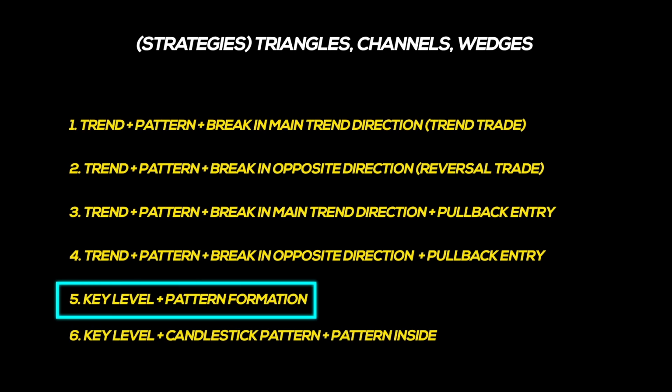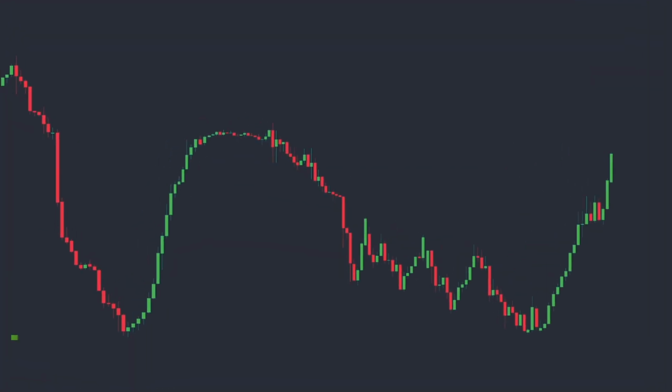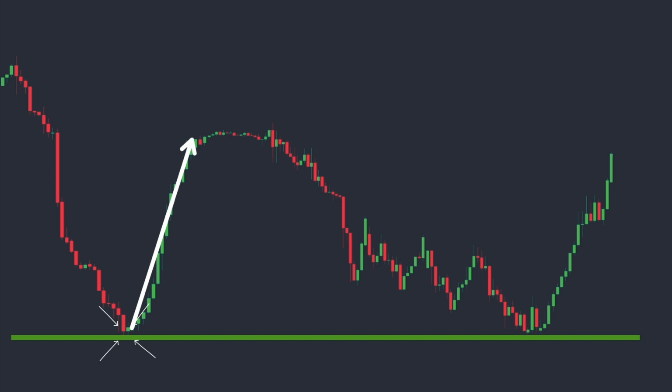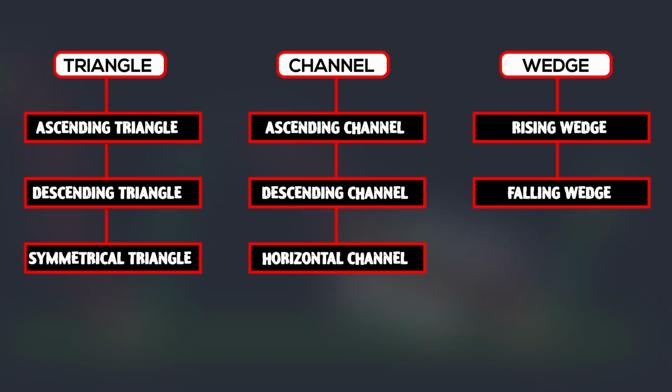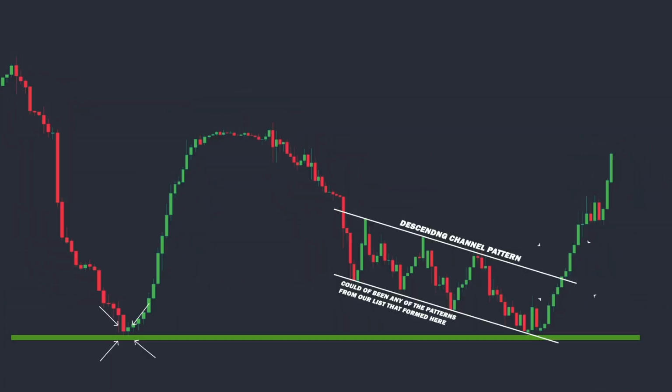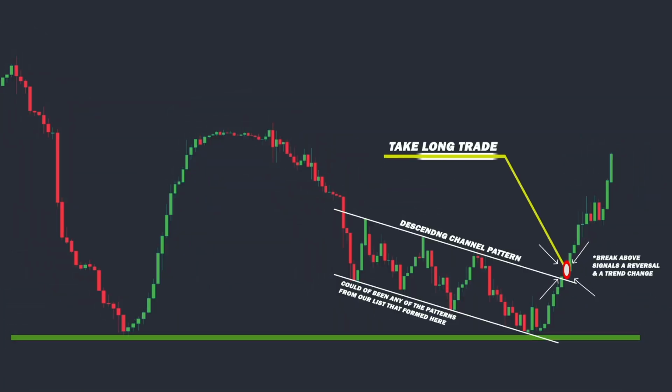Now, moving on to the next variation, a pattern forming at a key level. We first identify a key level through this reversal point. Now, as price came back down, we had a descending channel pattern formed right at the key level. Again, it could have been any pattern from this list, but in this case, we had a descending channel pattern. Once price breaks above, the reversal is confirmed and you will take trade entries long.